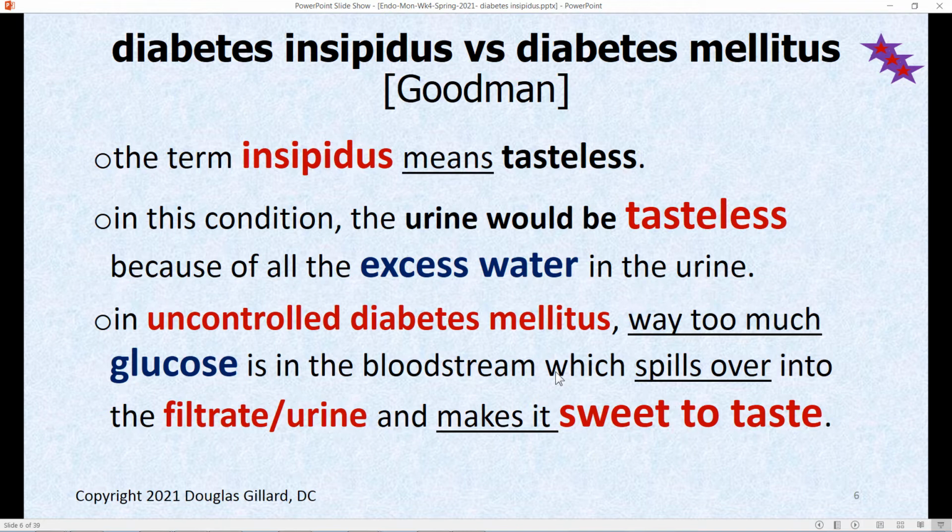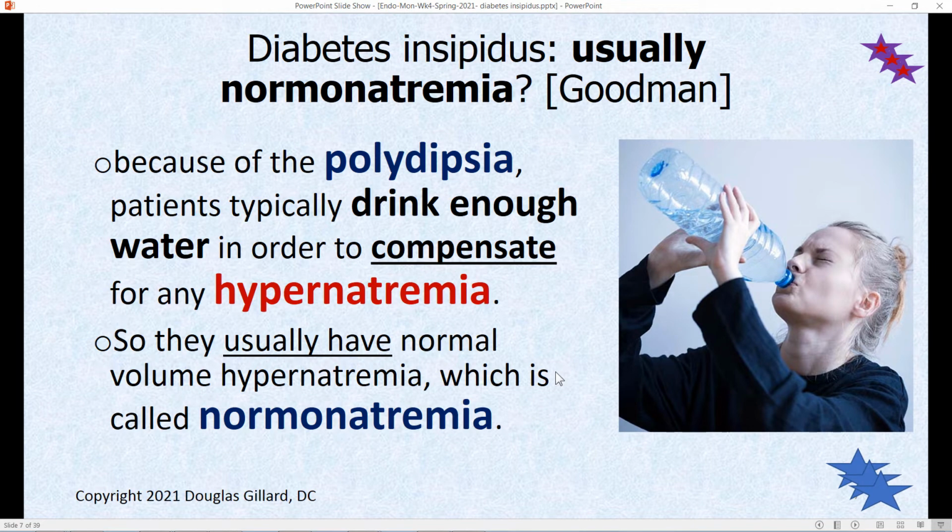Unlike diabetes mellitus, where you've studied that, I'm sure already, where too much glucose is in the blood and it gets into the filtrate, and all of it can't be reabsorbed, and so you get glucose in your urine, and if you were to drink it or smell it, it would smell sweet. That's the difference between the two.